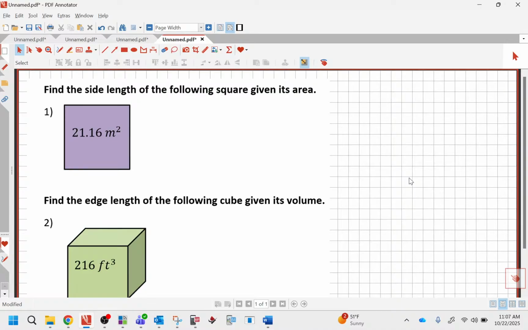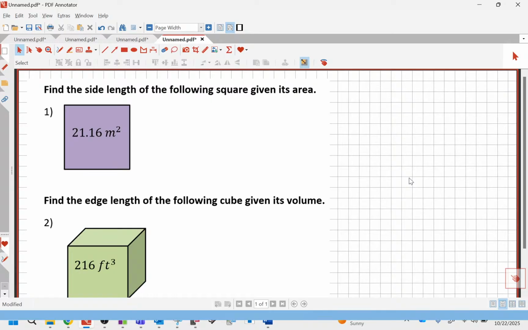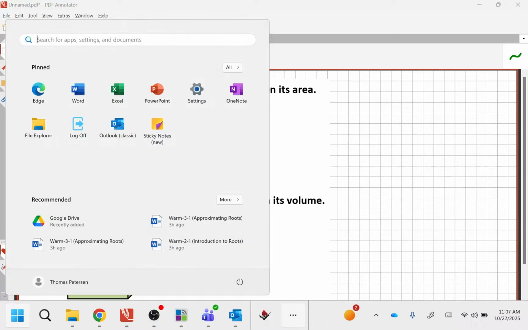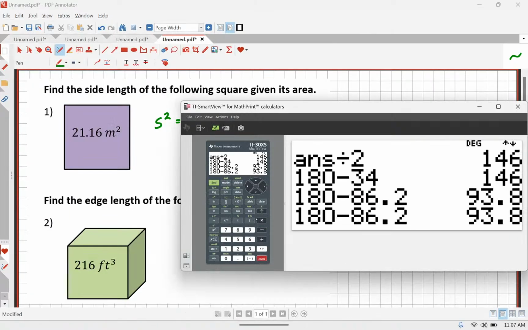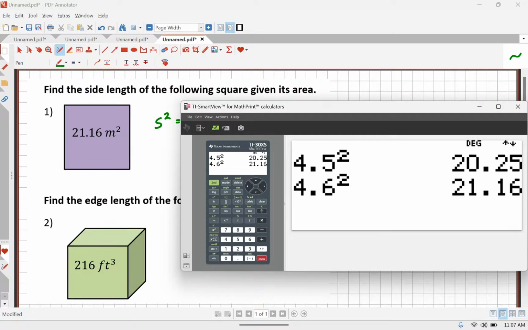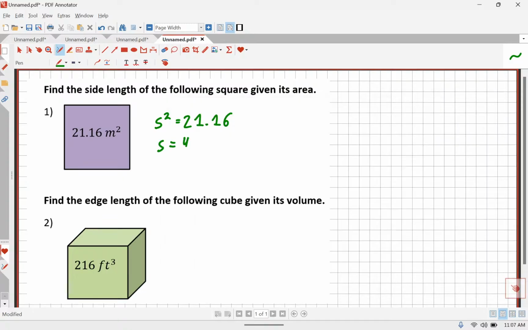Aria, what did you get as the side length of this square here? 4.6. Do you know the shortcut, or did you just do guess and check? Yeah. Then the side length is 4.6, because if the side length squared is equal to 21.16, we know that's between 4 and 5, and if you do 4.5 squared, that's too low, so maybe you try 4.6 squared, and then you get it, 21.16. How many of us got that S, or the side length, is equal to 4.6 for that?